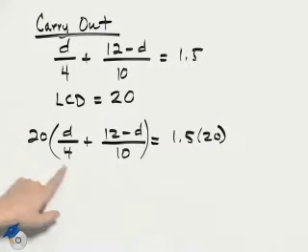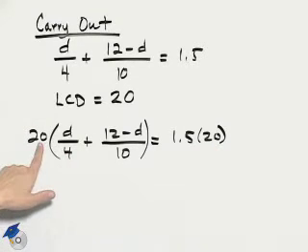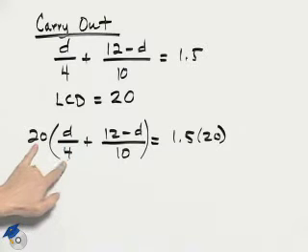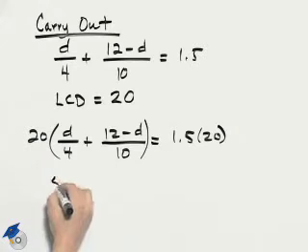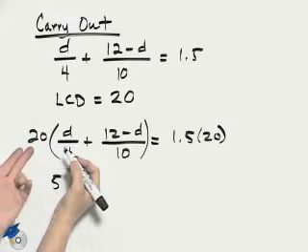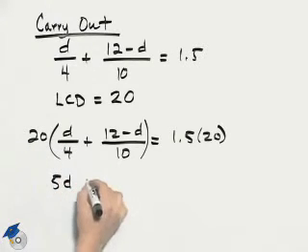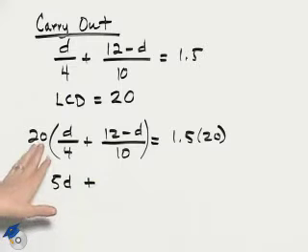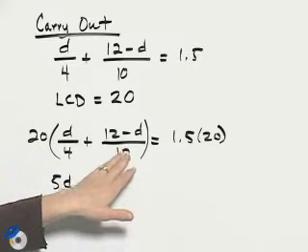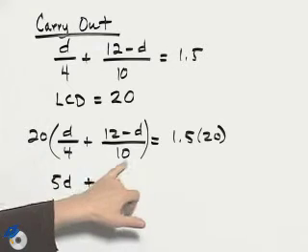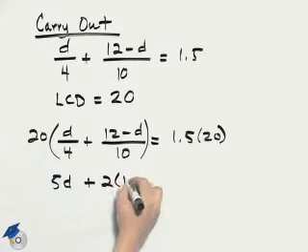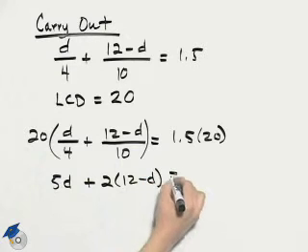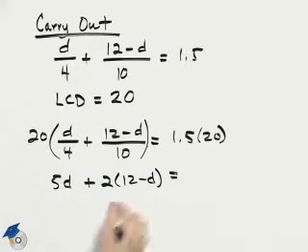I can take 20 times each piece then. 20 times D over 4, notice that the 20 and the 4 have a common factor of 4, so therefore we end up with 5D. 20 times (12 minus D) over 10, the 20 and the 10 reduce to just a 2, so we'll have 2 times (12 minus D). And 1.5 times 20 is 30.